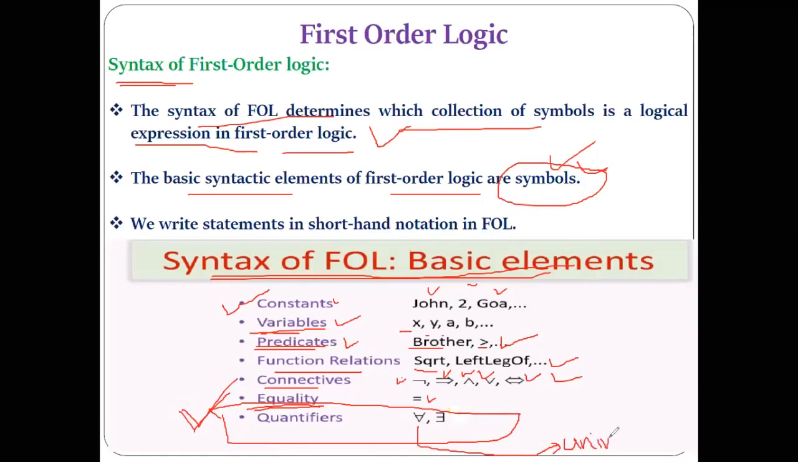If you have the notebook, you can note it down. It is called the universal quantifier. And the second quantifier we have here is called the existential quantifier. Second quantifier as an existential quantifier. Okay.